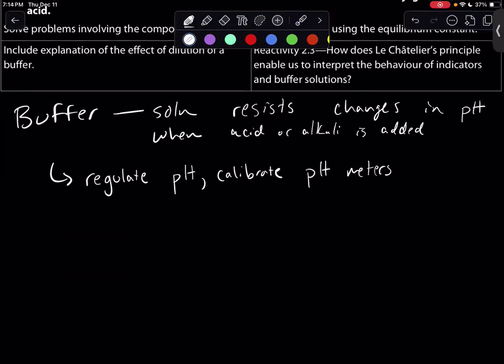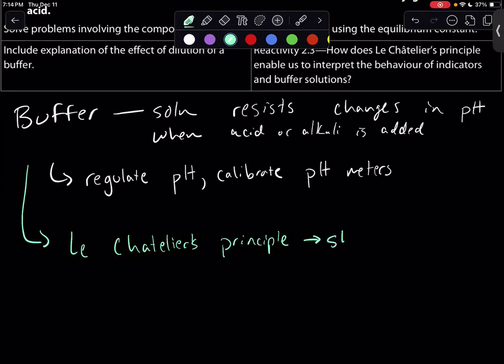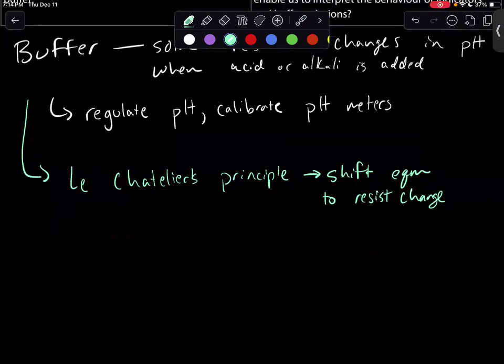Now, they work because of Le Chatelier's principle. So they shift equilibrium to resist change. We're going to go into that a little bit more later, but I think the best way to do this is by looking at an example.